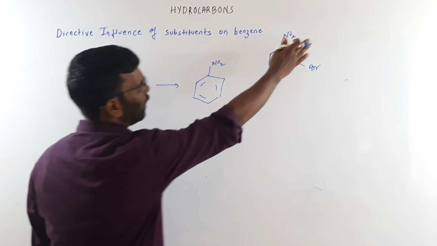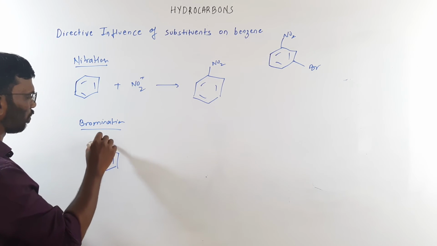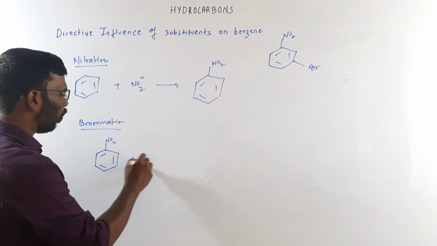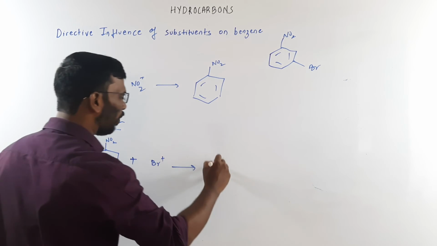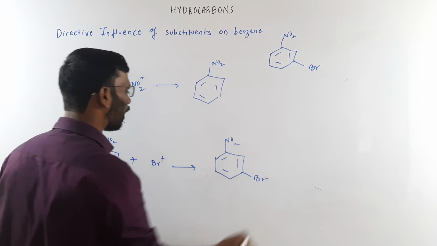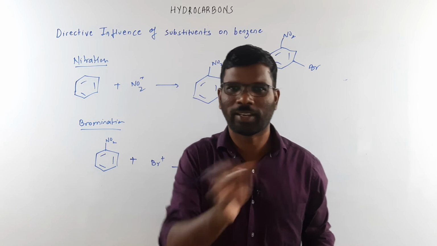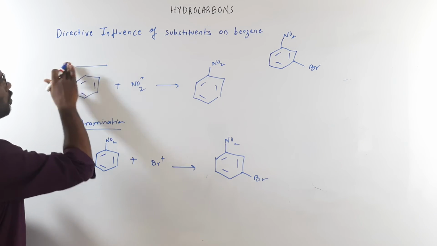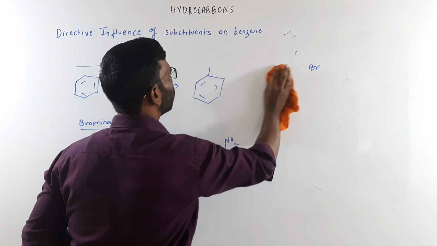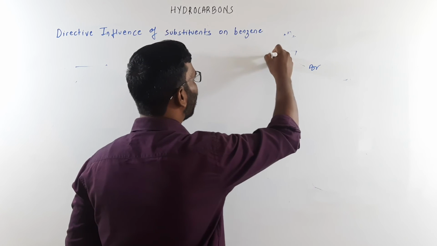Let's see, are we getting this product? NO2 is a meta-directing group, and yes, we can get this product, that is NO2 and Br. Now just think of this reaction in the opposite order. You are doing bromination first and then nitration. Let's do it that way. Let's do the bromination first, and then nitration, and let us see what we are going to get.